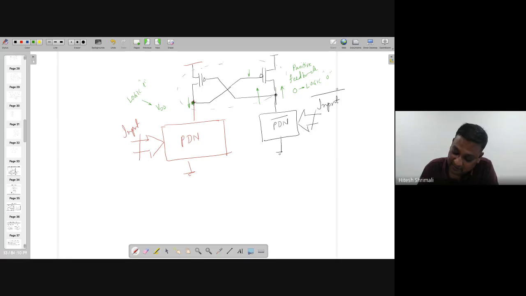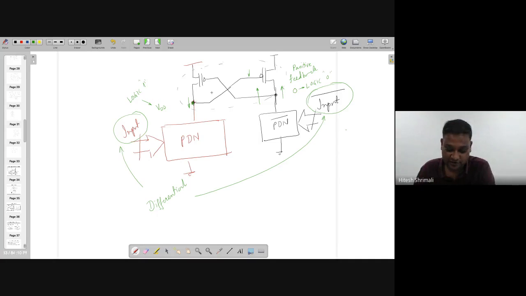Other than that, the input pattern which we are feeding here is actually input and input bar. So this qualifies this one as differential also. Both the inputs are actually complementary to each other. Similarly, the outputs are also complementary to each other, because that's the characteristic of the latch circuit. So it's fully differential, however we are not writing it. Inputs are also differential and outputs are also differential.